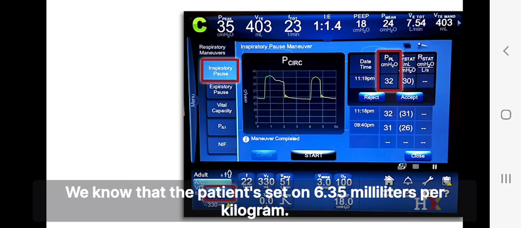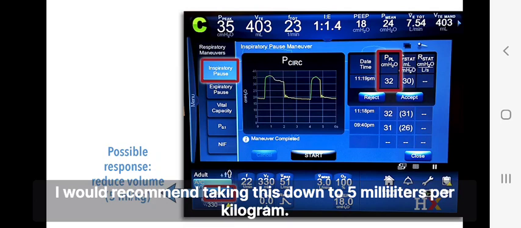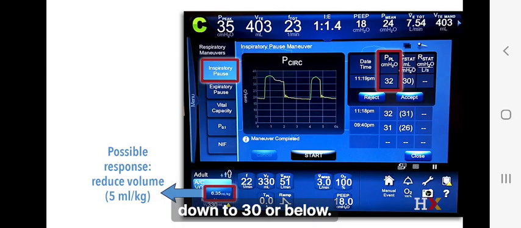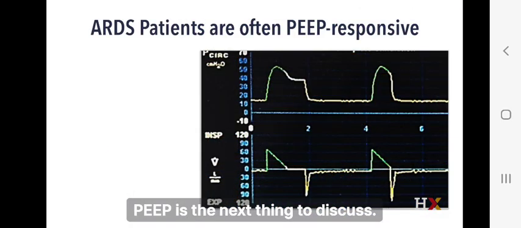We know that the patient's set on 6.35 milliliters per kilogram. I would recommend taking this down to 5 milliliters per kilogram, then reassessing to see if we can get that plateau pressure down to 30 or below. PEEP is the next thing to discuss.